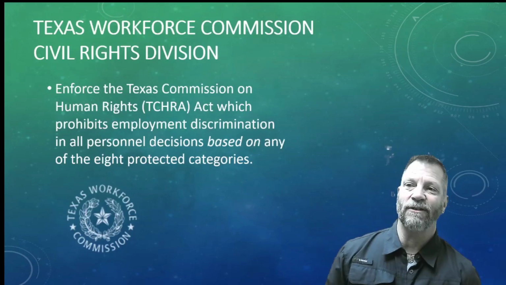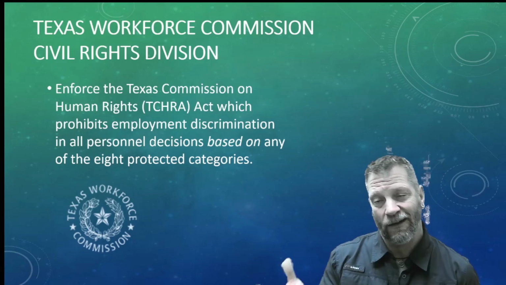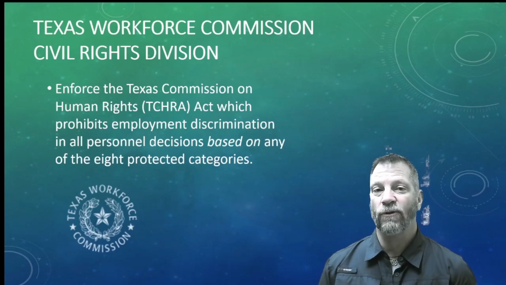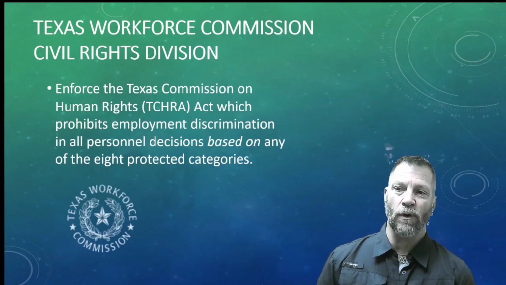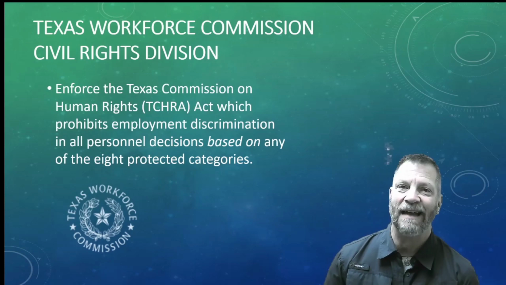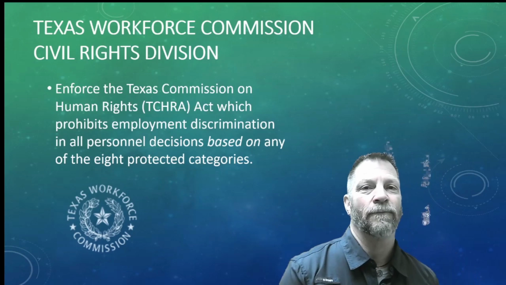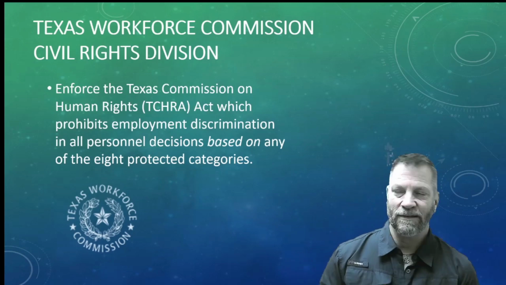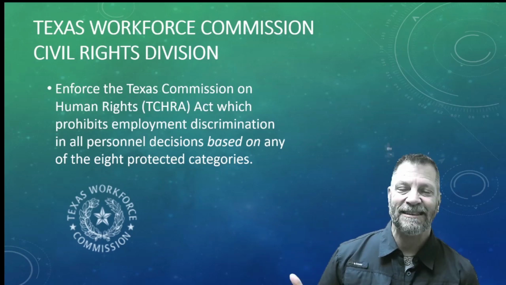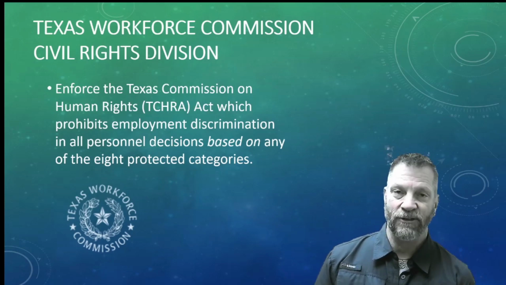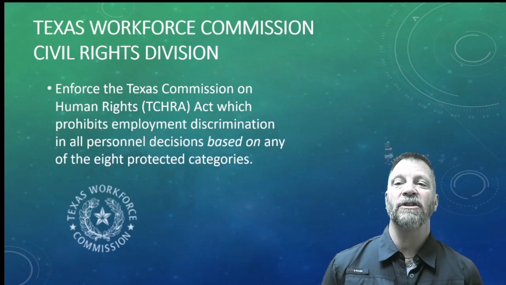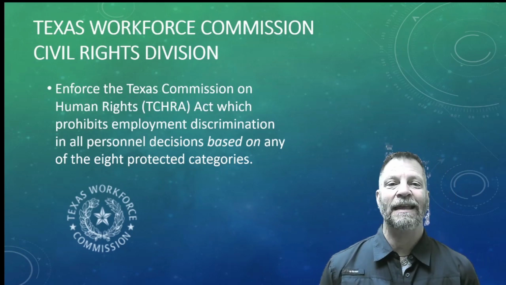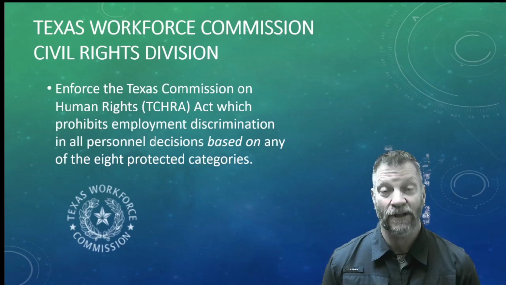Down in Austin, we have the Texas Workforce Commission. And within that Workforce Commission, we have the Civil Rights Division. The Civil Rights Division are the folks that enforce the Texas Commission on Human Rights Act, the TCHRA. This is essentially the Texas version of Title VII. It prohibits employment discrimination in all personnel decisions based on any of the protected categories under state or federal law.